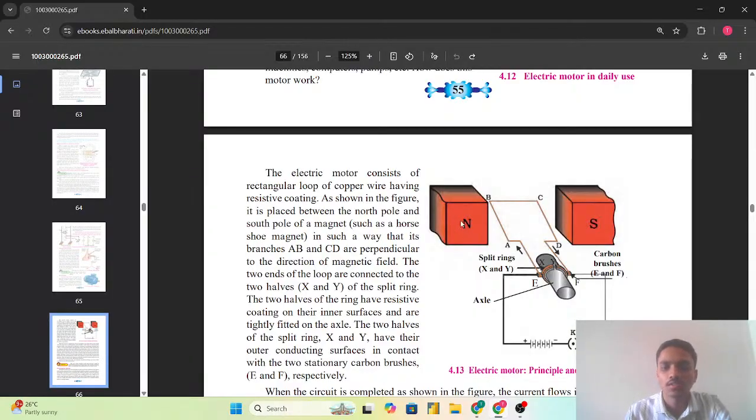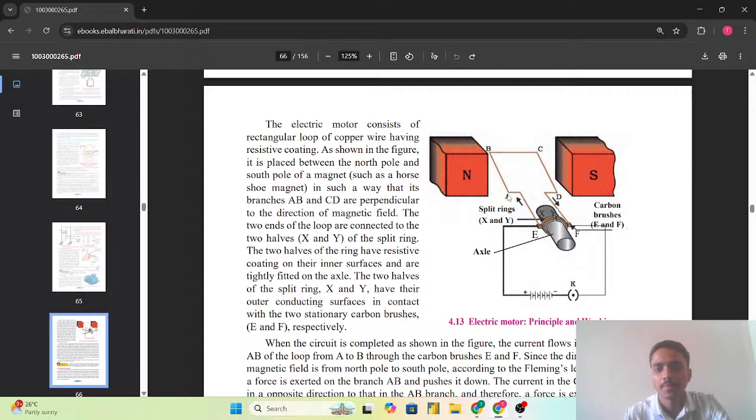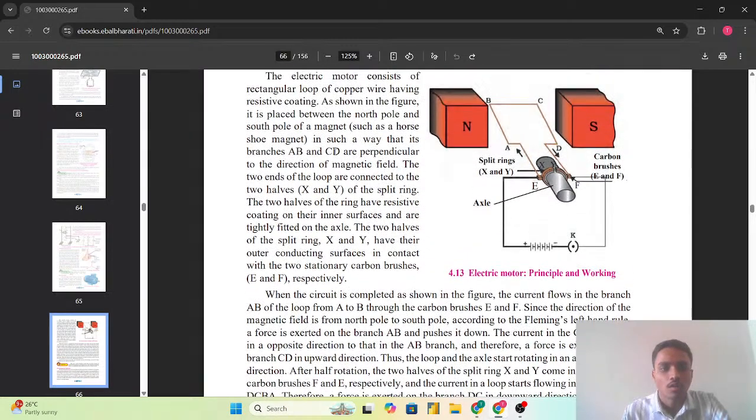So we have taken here the north and the south pole of the bar magnet, and we have taken one rectangular coil, which is named ABCD here. The two ends of the loop are connected to the two halves, that is X and Y, of the split ring. So here you can see the split ring, X and Y, the two halves connected to the rectangular coil.